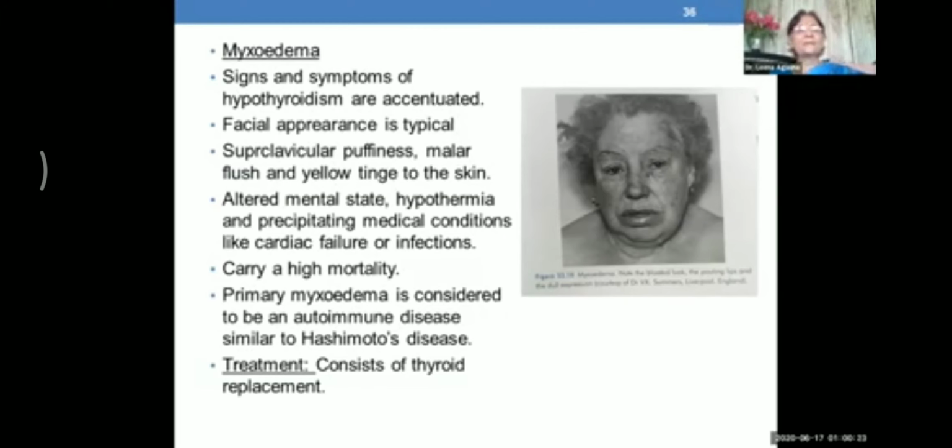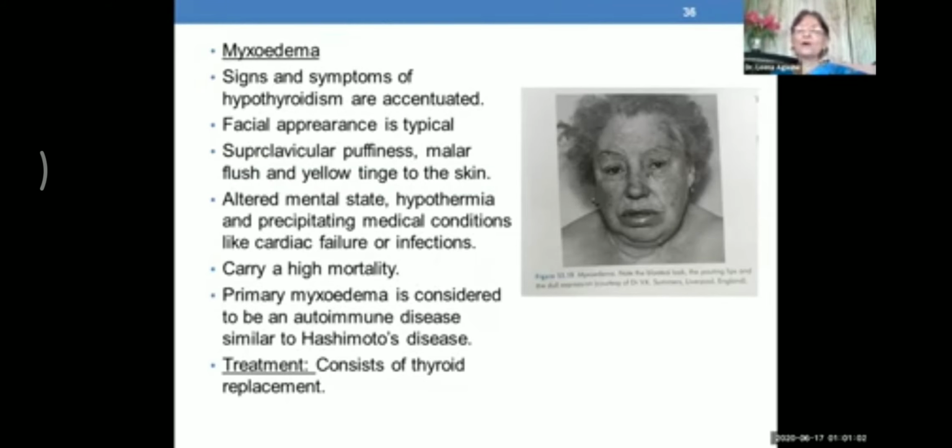Signs and symptoms of hypothyroidism are accentuated in myxedema. Facial appearance is very typical. Supraclavicular puffiness, malar flush, and yellow tinge to the skin are seen in such patients. Then altered mental state, hypothermia, and precipitating medical conditions like cardiac failure or infections carry a very high mortality. Primary myxedema is considered to be an autoimmune disease similar to Hashimoto's disease. Treatment consists of thyroid replacement.